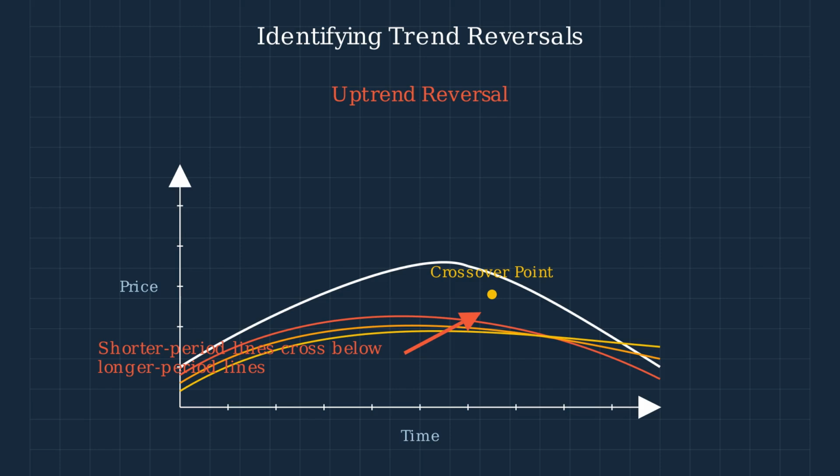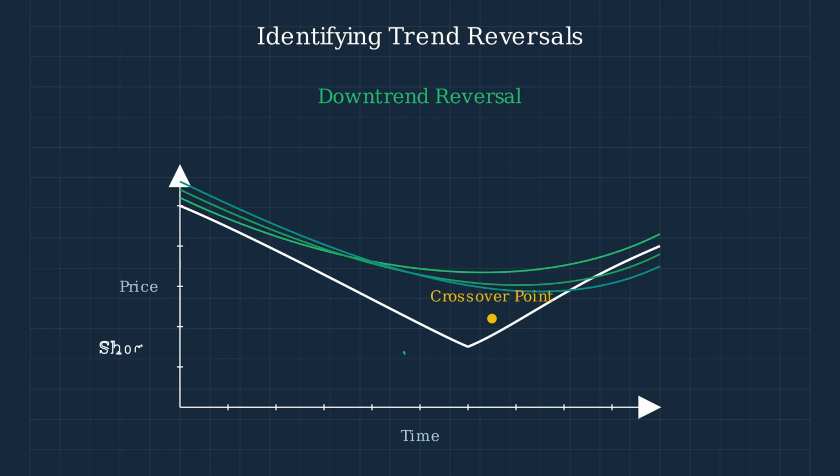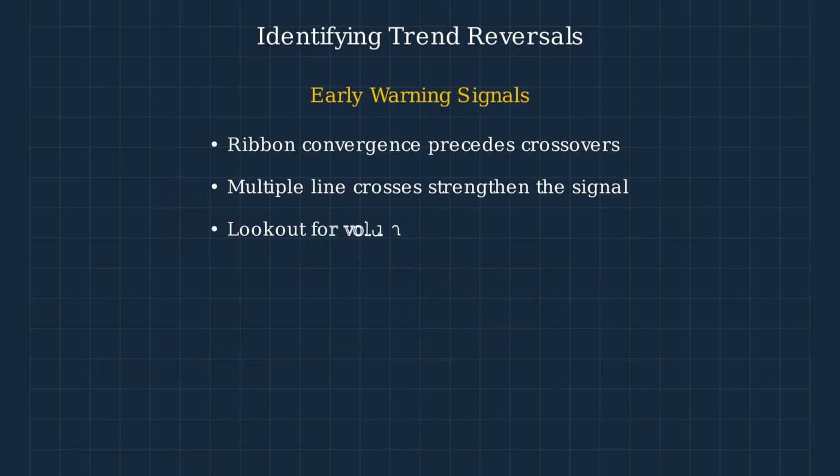Conversely, in a downtrend reversal, we look for shorter period lines crossing above longer period lines. Again, observe the ribbon lines. During the downtrend, they're moving downward together. As the short period line begins to rise and crosses above the longer period lines, it signals a bullish reversal may be forming. These crossover points provide early warning of changing market conditions, often before traditional indicators signal a reversal.